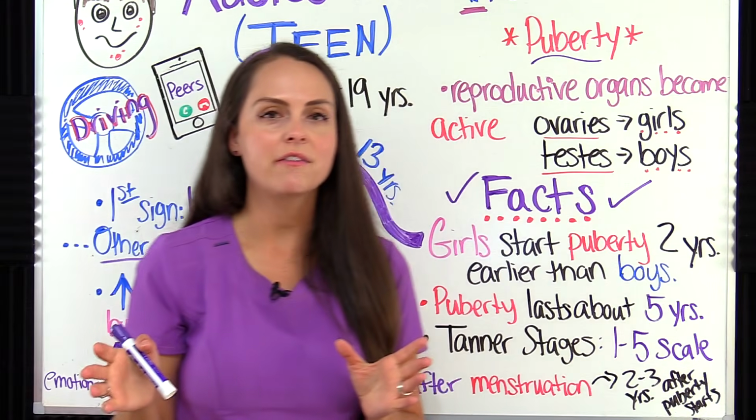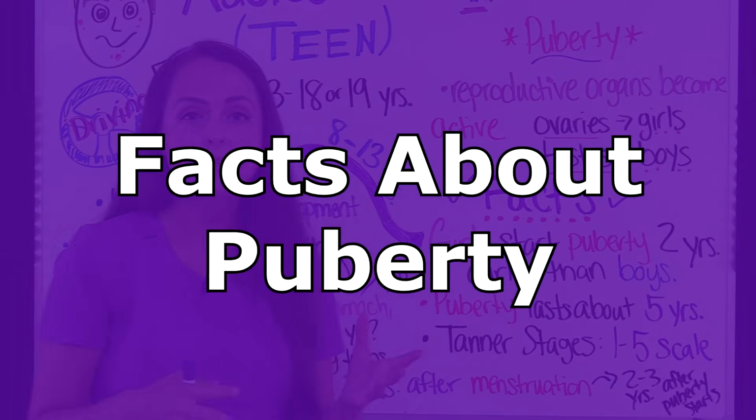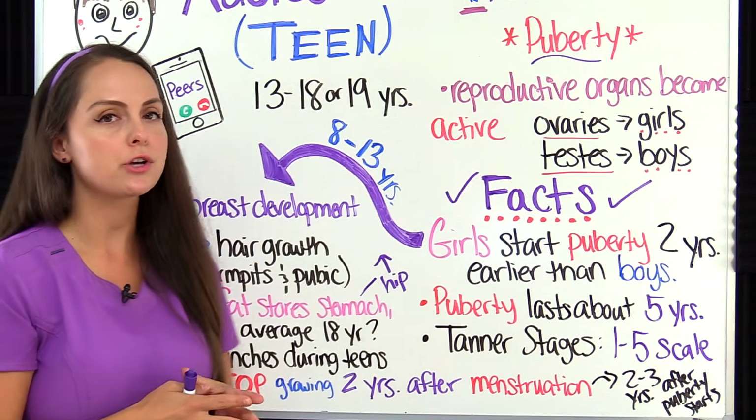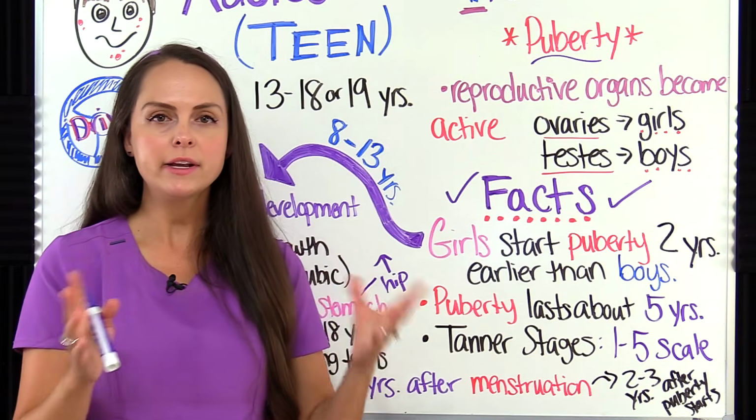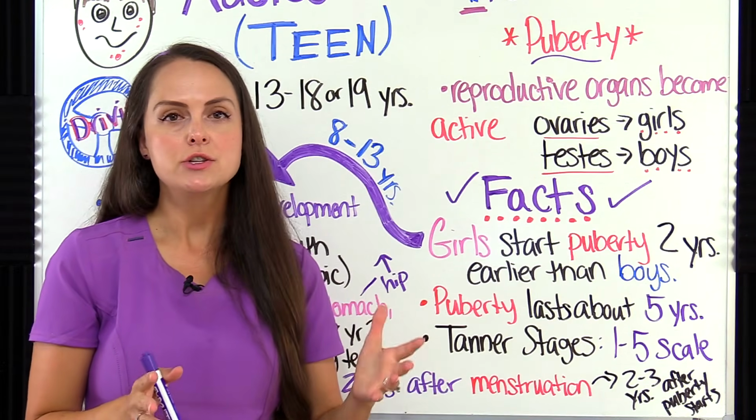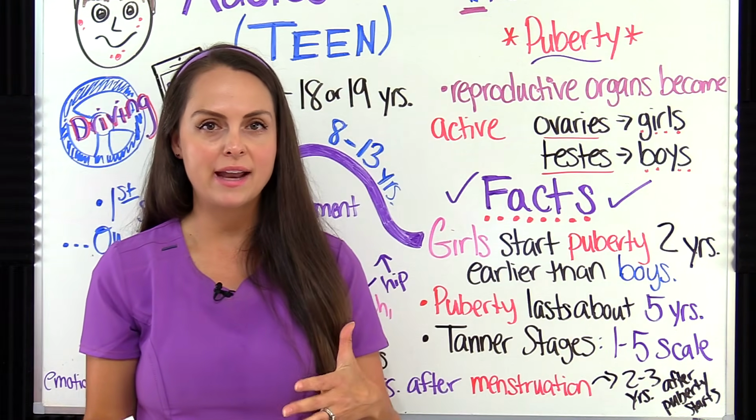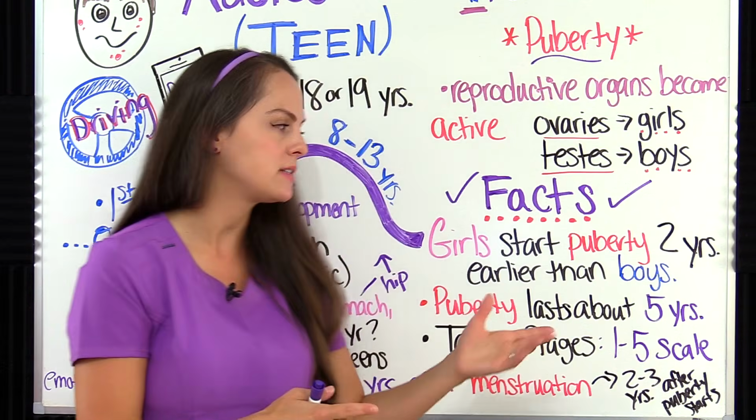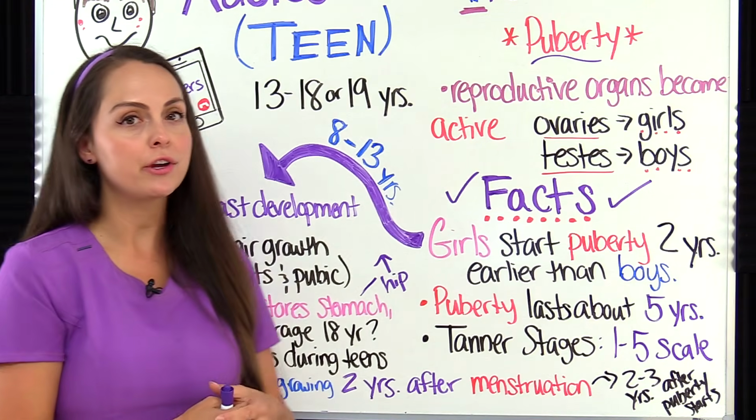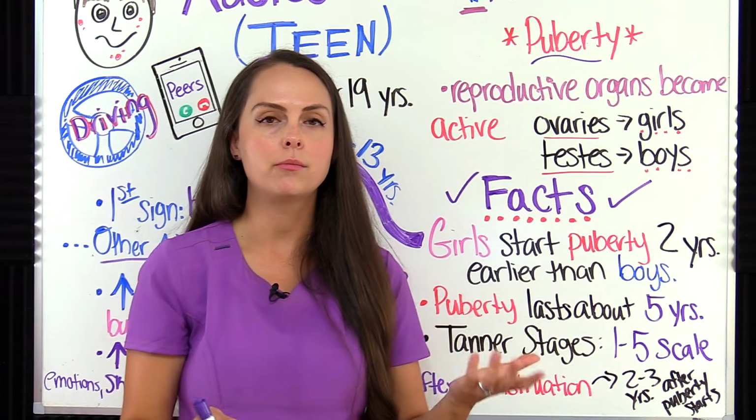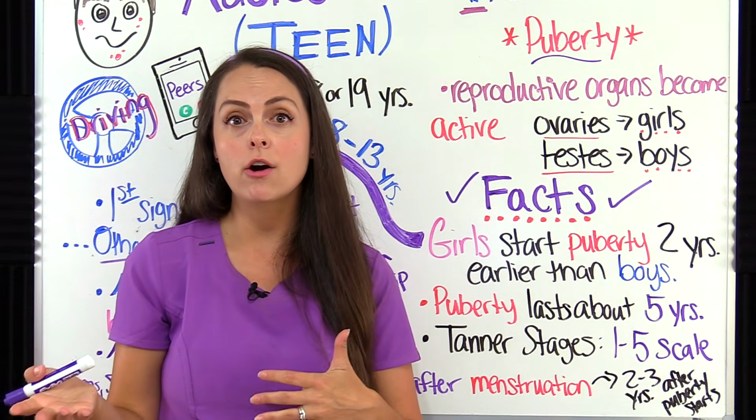Now let's look at some quick facts about puberty. So girls tend to start puberty about 2 years earlier than boys. And puberty lasts about 5 years. So all these changes that person is undergoing doesn't happen over a month or two. It happens in stages over this time period. Therefore, you can look at the changes that are occurring in a girl or a boy and determine how far along they are in puberty.